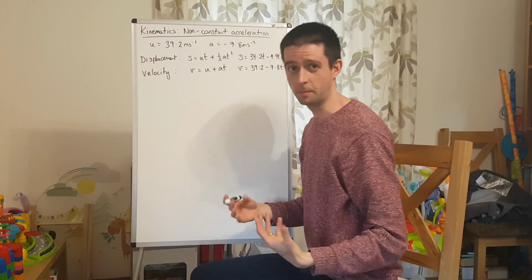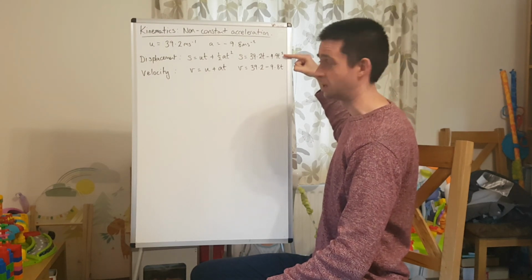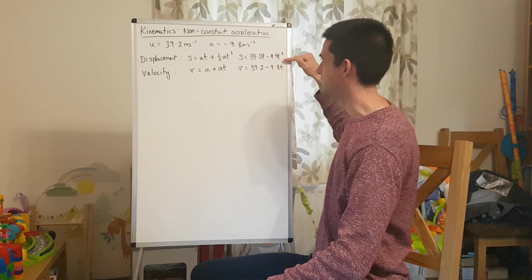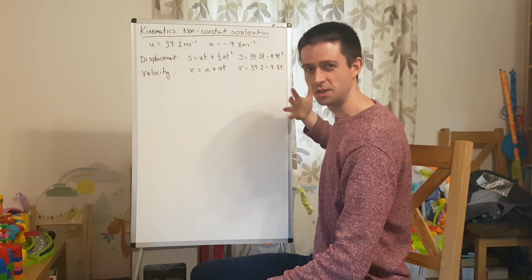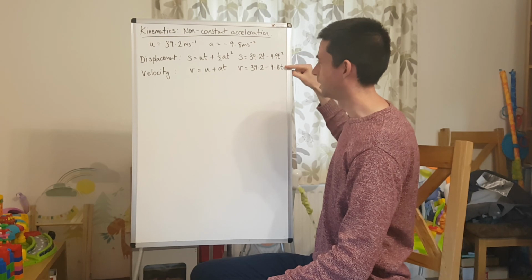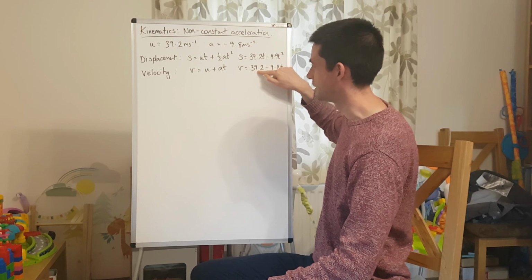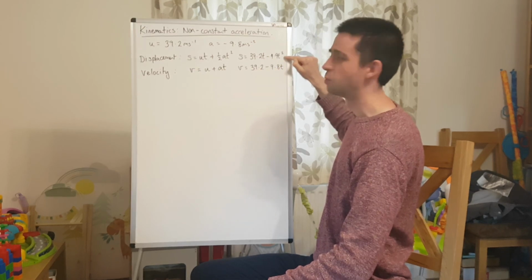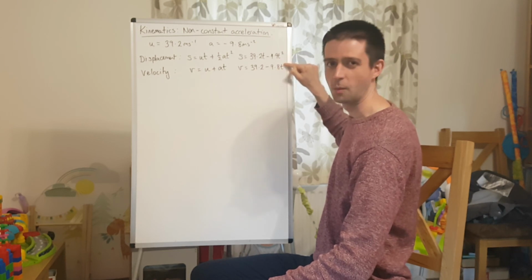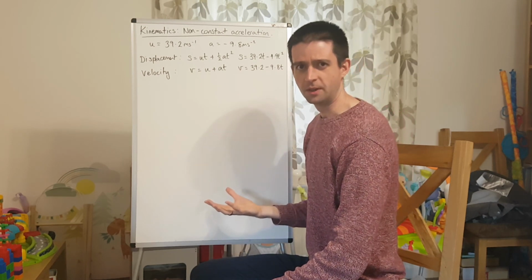The reason I'm getting you to think about this is I want you to consider the relationship between this equation here for displacement and this equation here for velocity. Just looking at the coefficients and what's happening to the powers of t, what you should notice is, if I differentiate this equation for s, I get this equation for v. So you differentiate 39.2t, you get 39.2. If you differentiate 4.9t squared, timesing the 4.9 by 2 is 9.8, reducing the power by 1 gives t to the power 1. So if you differentiate displacement, you get velocity.